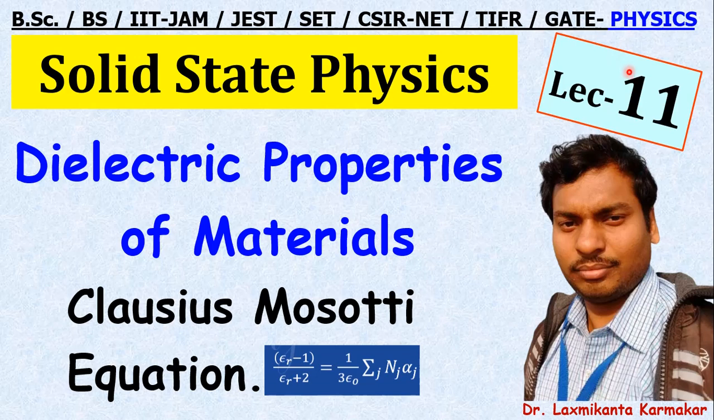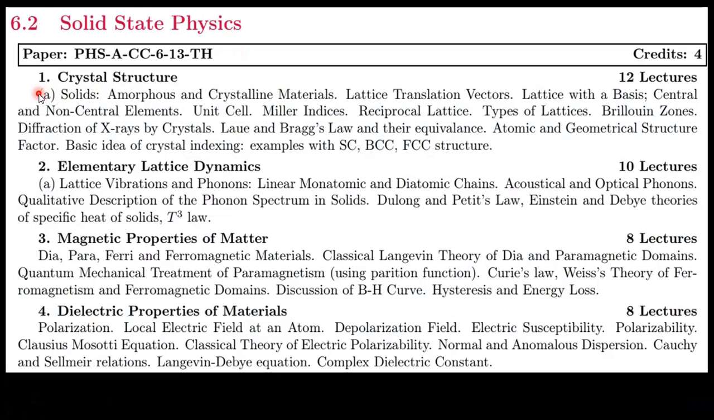This is lecture number 11 on solid state physics. Today we want to discuss the Clausius-Mosotti equation. You can see this is the syllabus: crystal structure, elementary lattice vibration, magnetic properties of matter. These three parts are already discussed.